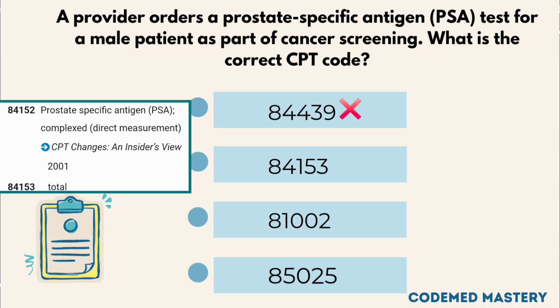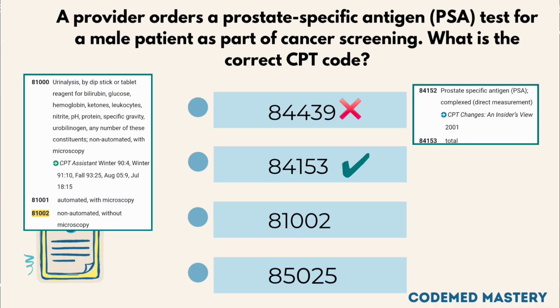Coming to the second code 84153. 84153 is for prostate specific antigen total. This code is matching with the question because in the question also they're asking what is the correct CPT code for PSA test. Therefore, the right answer is option B. Now let us check the other two codes also. 81002 is for urinalysis by dipstick or tablet reagent for bilirubin, glucose, hemoglobin, ketones, leukocytes, nitrite, pH, protein, specific gravity, urobilinogen, any number of these constituents, non-automated, without microscopy.